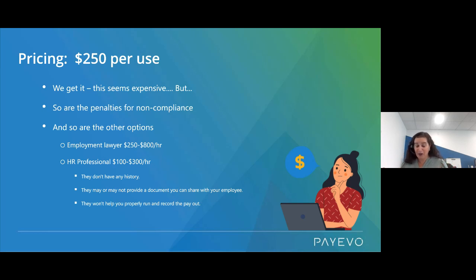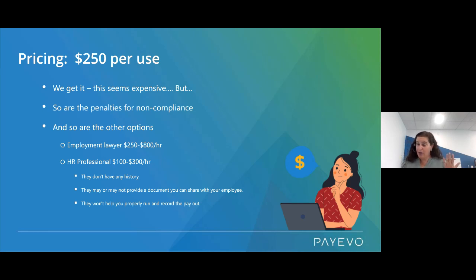So what are some of the other options, right? We talked about this earlier, talking about hiring an outside professional, some of those administrative costs. Maybe I would need to hire a lawyer or an HR professional. Well, let's look at the realities of what some of those cost. An employment lawyer starts anywhere from $250 up to $800 per hour. An HR professional, anywhere from $100 to $300 per hour.